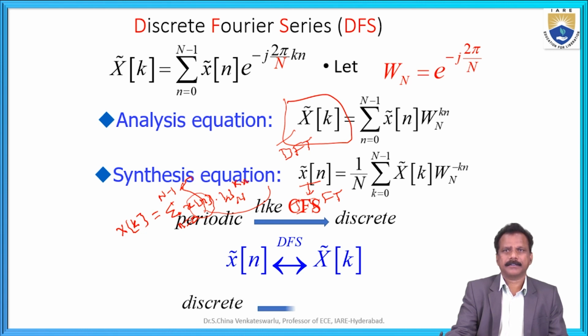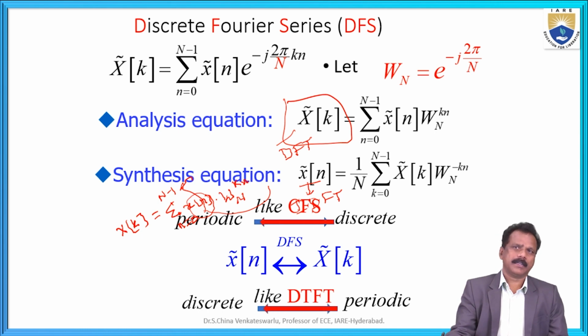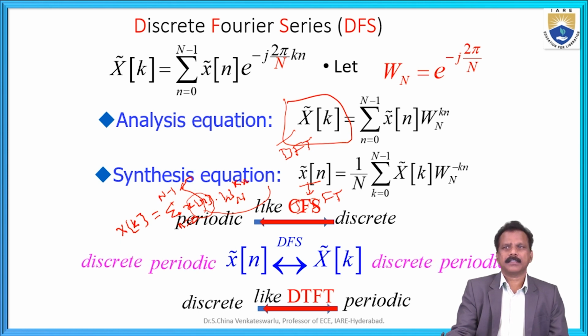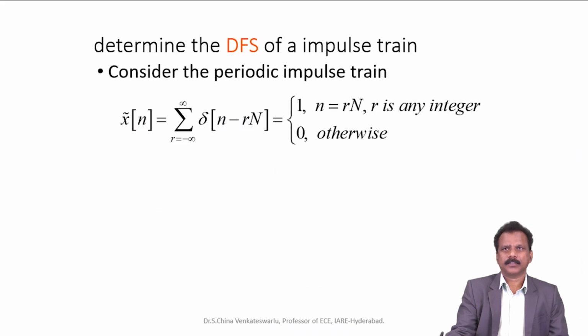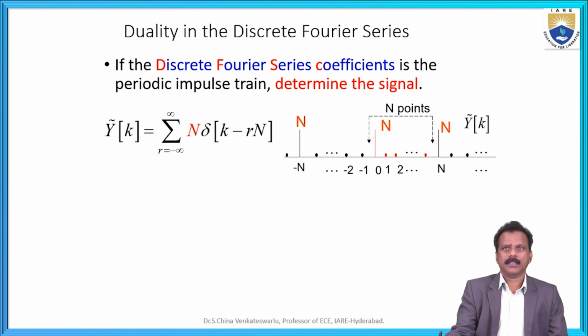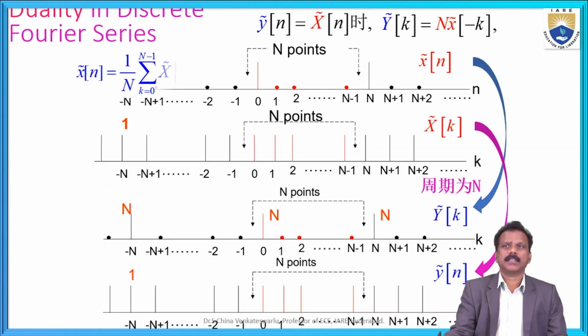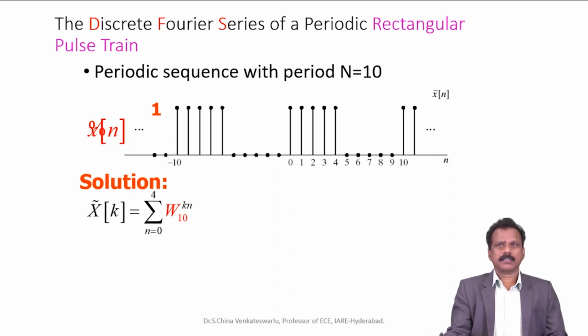Now, x of n applied with the DFS gives x of k, which is periodic. The discrete is like the discrete time Fourier transform. Now it is discrete, so periodic to discrete. This is the discrete periodic; we have seen all this in previous slides. With reference to this, all are discrete Fourier transform.